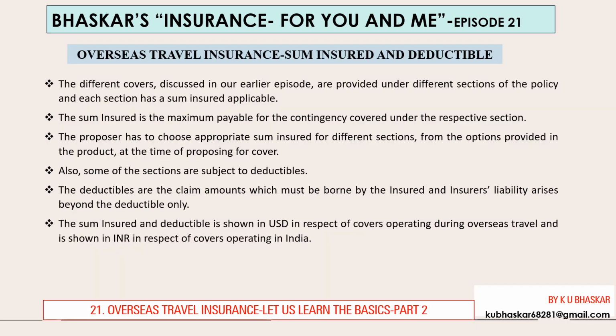Regarding the sum insured and the deductible, the different covers discussed in our earlier episode are provided under different sections of the policy, and each section has a sum insured applicable. The sum insured is the maximum payable for the contingency covered under the respective sections. The proposer has to choose appropriate sum insured for different sections from the options provided in the product at the time of proposing for cover.